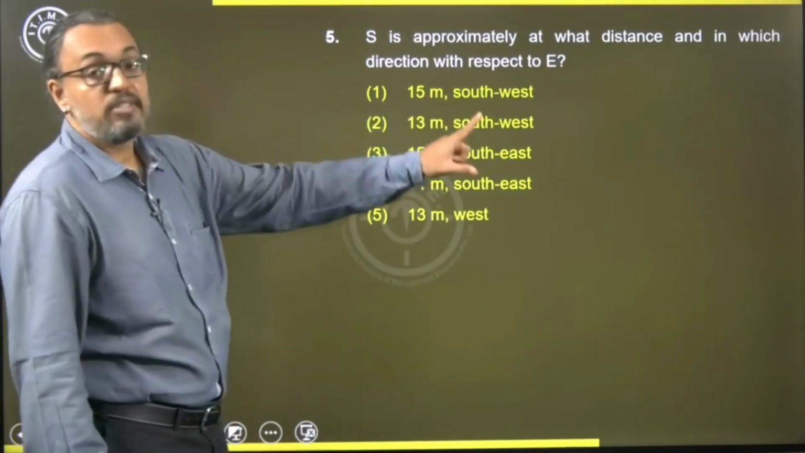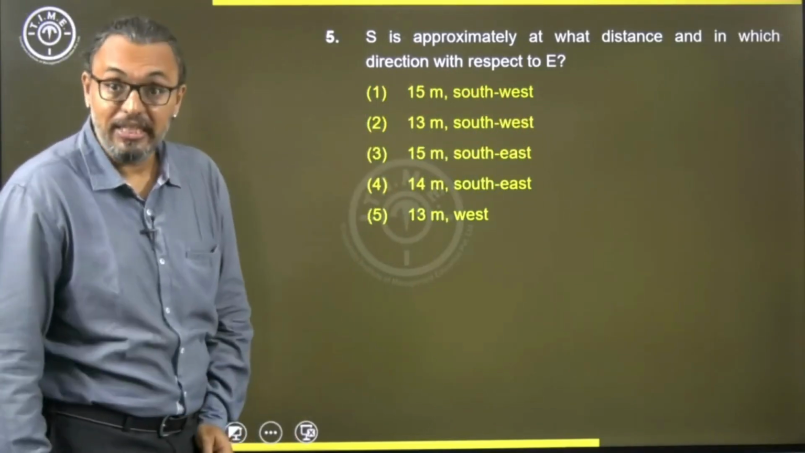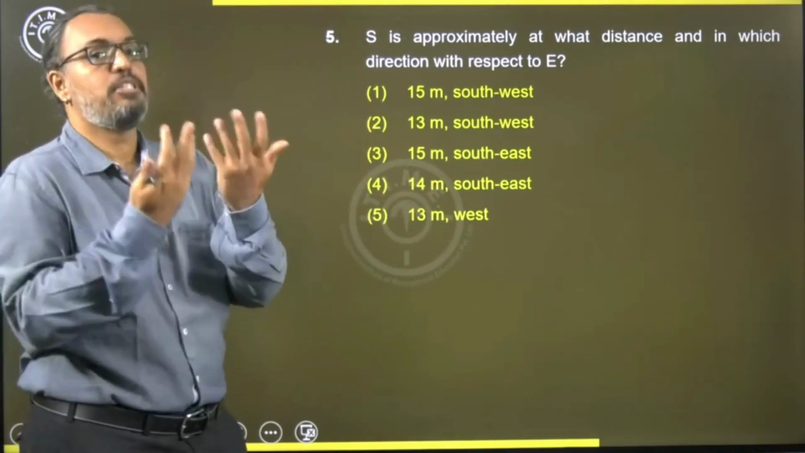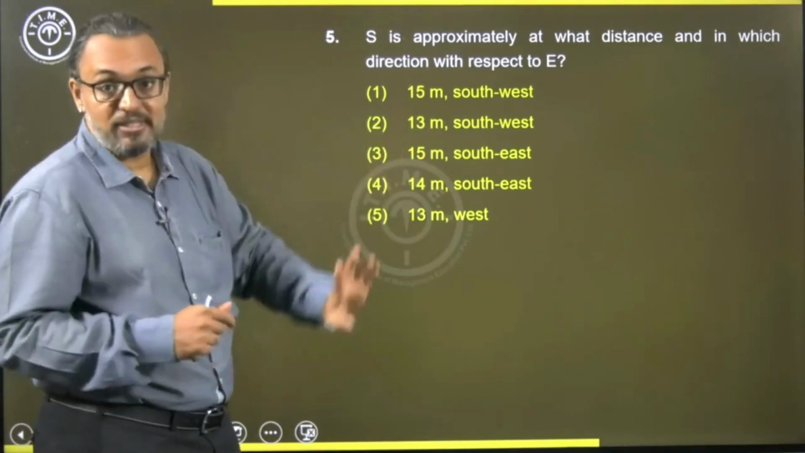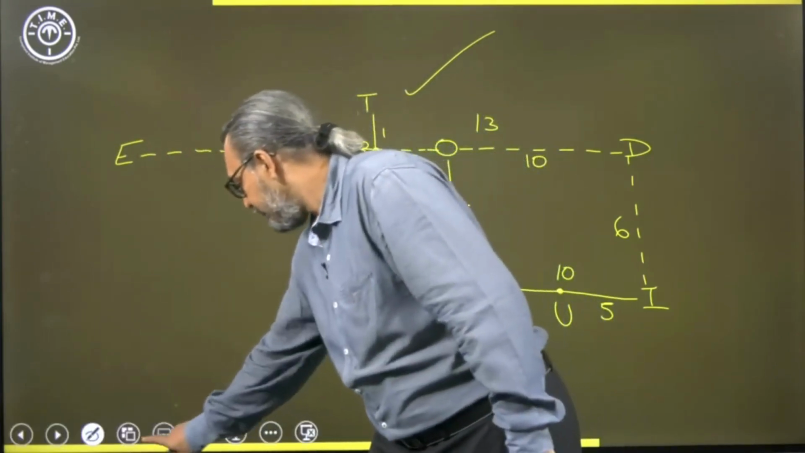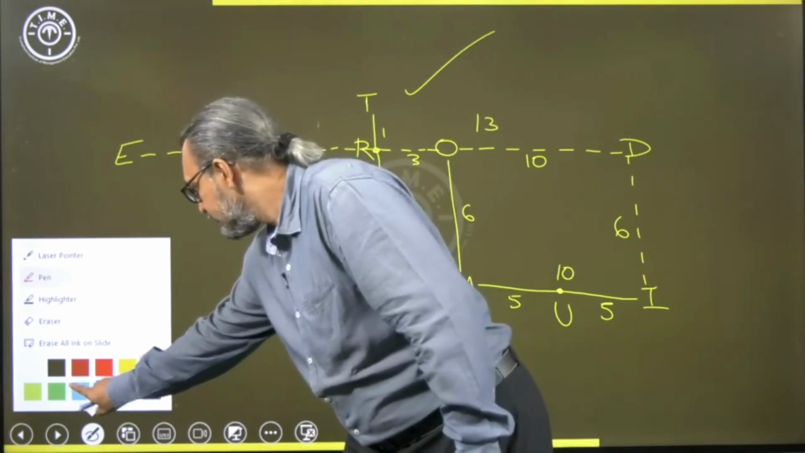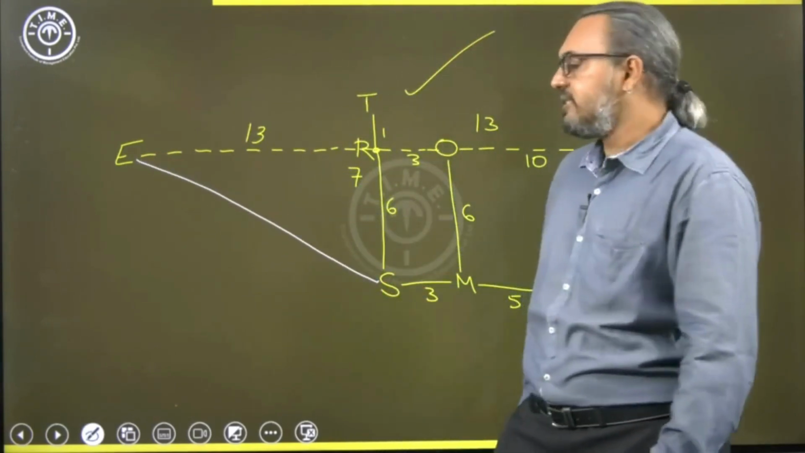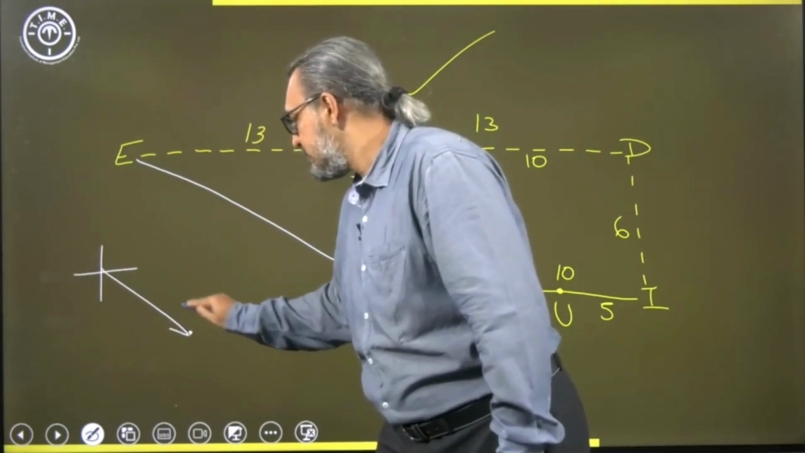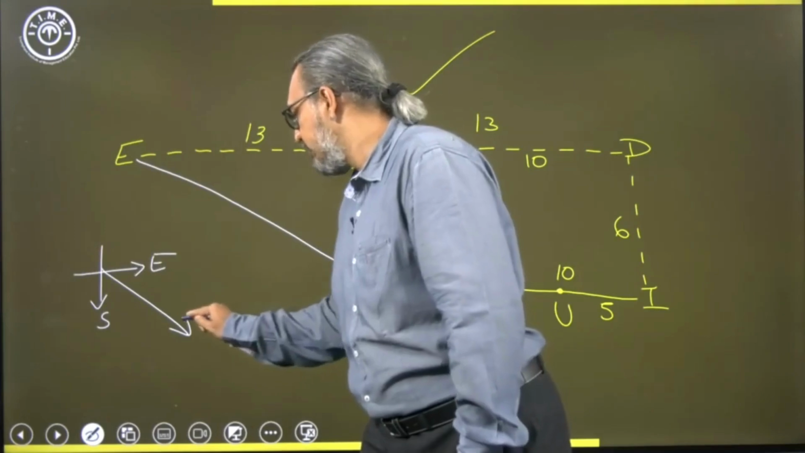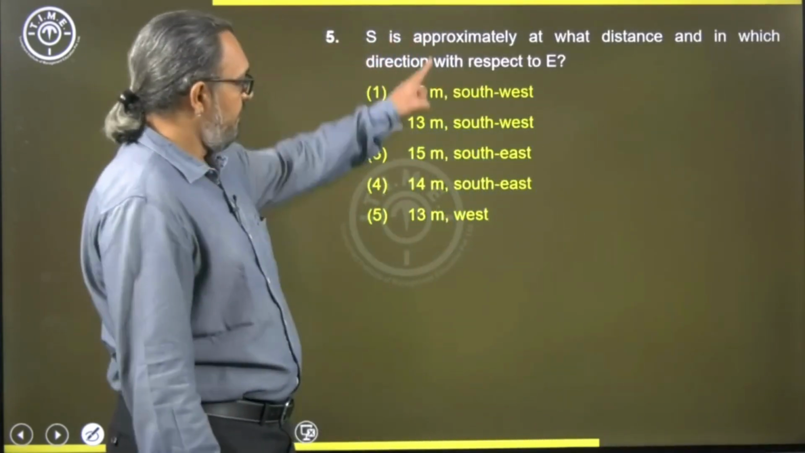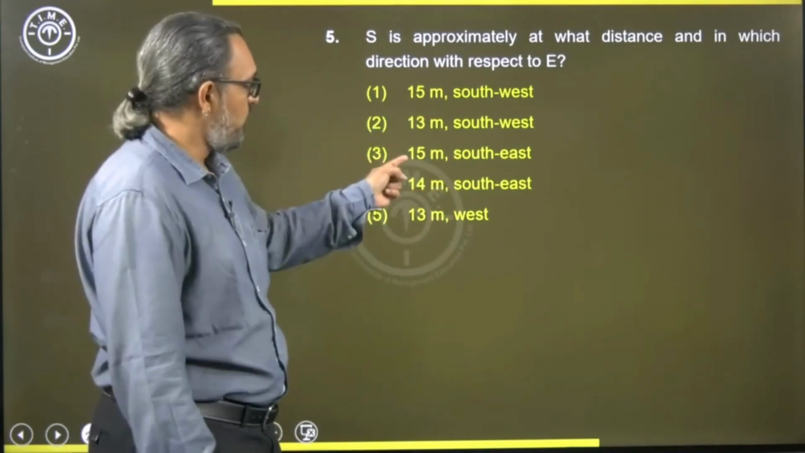Then, S is approximately at what distance and in which direction with respect to E. So he is asking at what distance. S is at what distance from E and in which direction. That means from the other point we have to check. So let's check first the direction. So from E I have to check in which direction is S. So from E, S is in which direction and at what distance. So if I take a plus, the direction is below is south, right is east. So in between you are going to get is southeast. Correct? Now if you look at the options, there are 2 options with southeast. So I need to also check the distance.